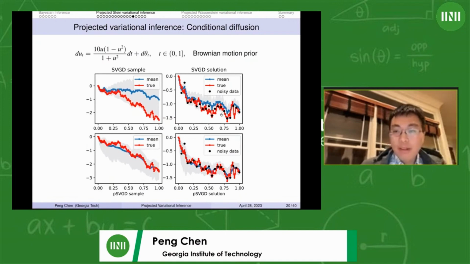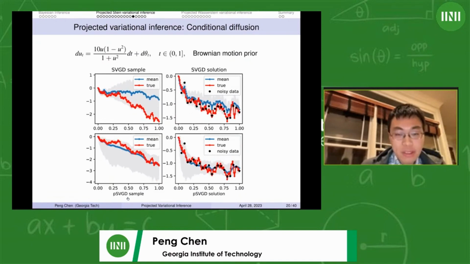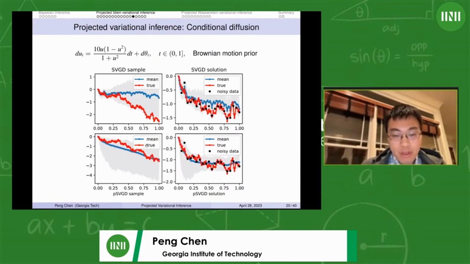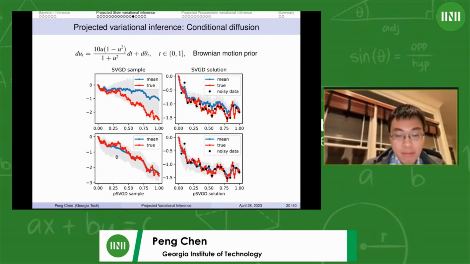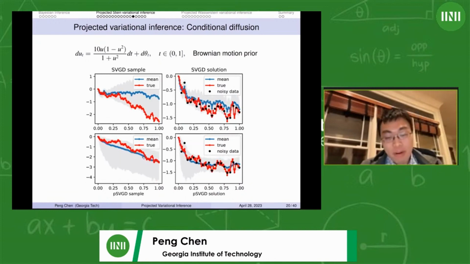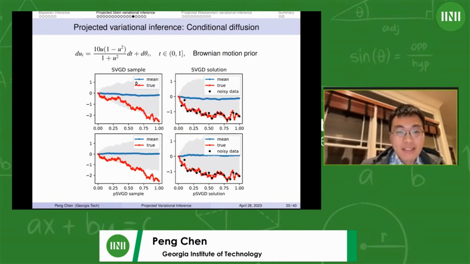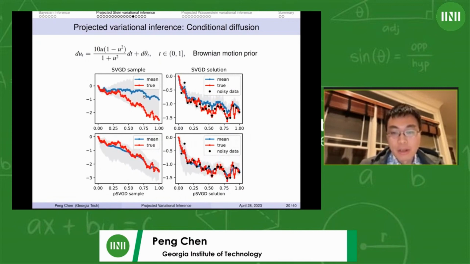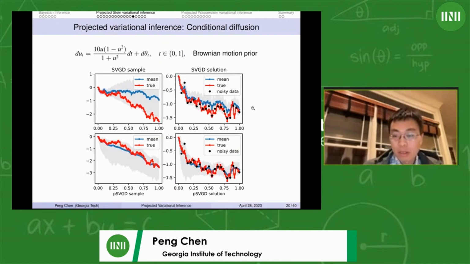Now if you solve the inference problem by either the SVGD or the PSVGD, you can see here the posterior mean converges to the true synthetic sample, with a pretty good credible interval for the samples. However, the SVGD fails to converge in relatively high dimensions. And you can see a similar behavior for the solution too.